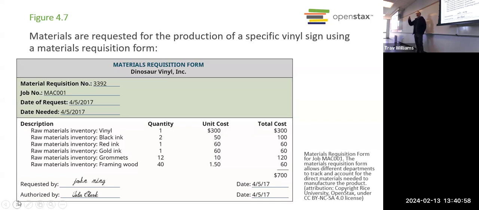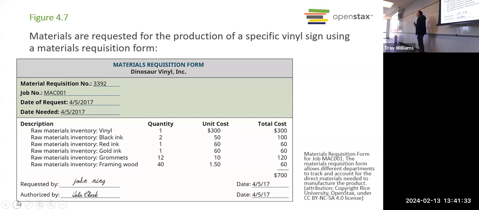Okay, and then you see that every material that's being requested is specified. So they need some vinyl, they need one, I don't know, roll of vinyl, I guess. And it costs $300 per roll. So that's a total cost of $300. Two somethings of black ink at $50 each, that's $100, and so on. So we can see the total cost of materials that's being requested for this particular job, totaling up to $700 in materials.